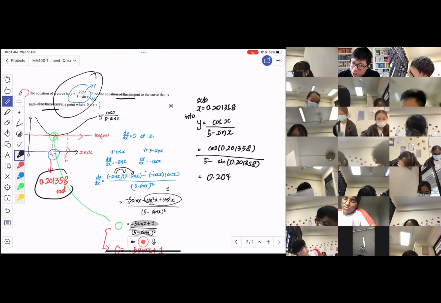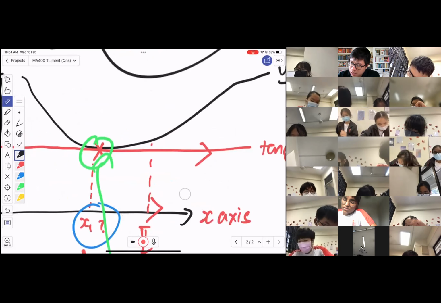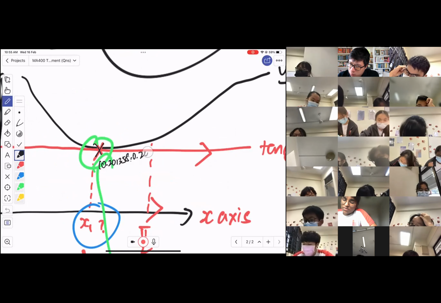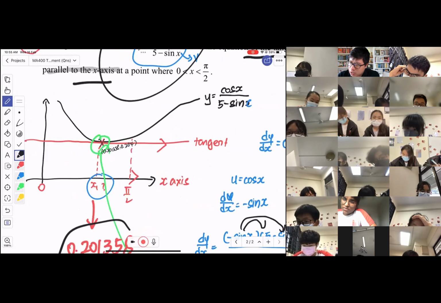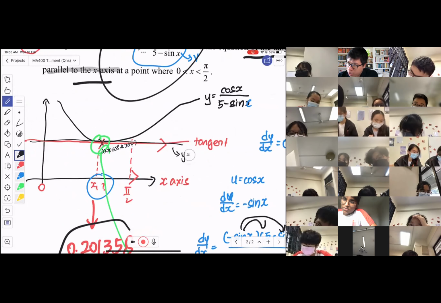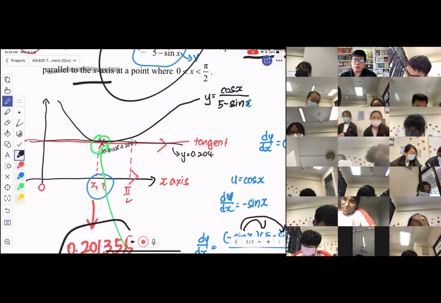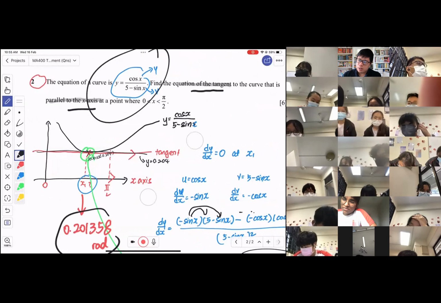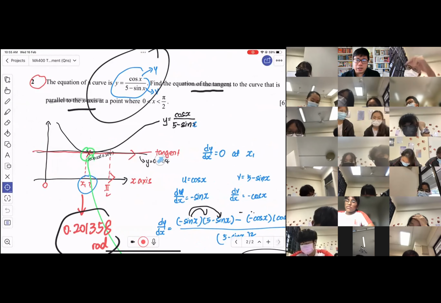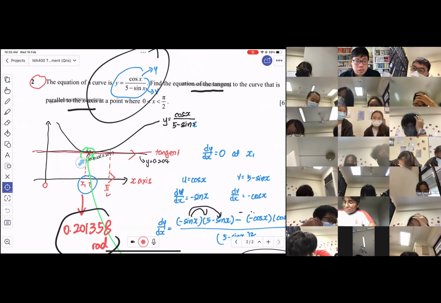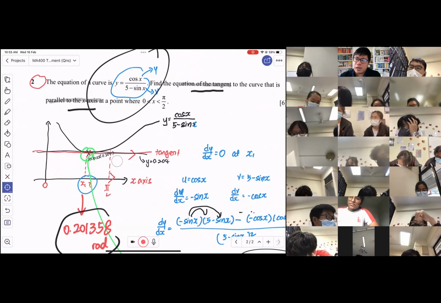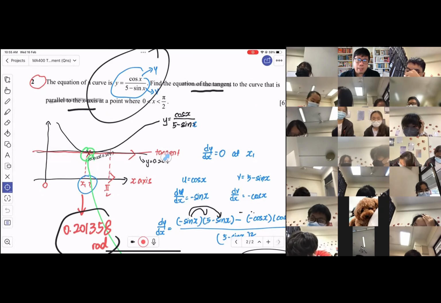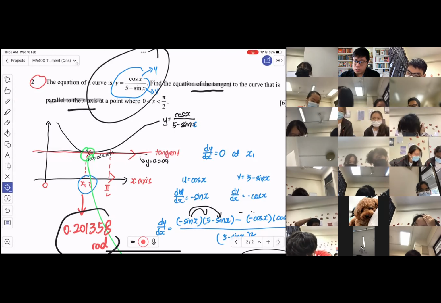Why do I need this y coordinate here? Because you see, this point here is 0.201358, and your y coordinate is 0.204. It tells you that this horizontal line, the equation is y equals to 0.204. So far okay? So it's this horizontal line here. Because the y coordinate can give me the equation of this line, that's why I find the equation of the tangent. Is this good for you?